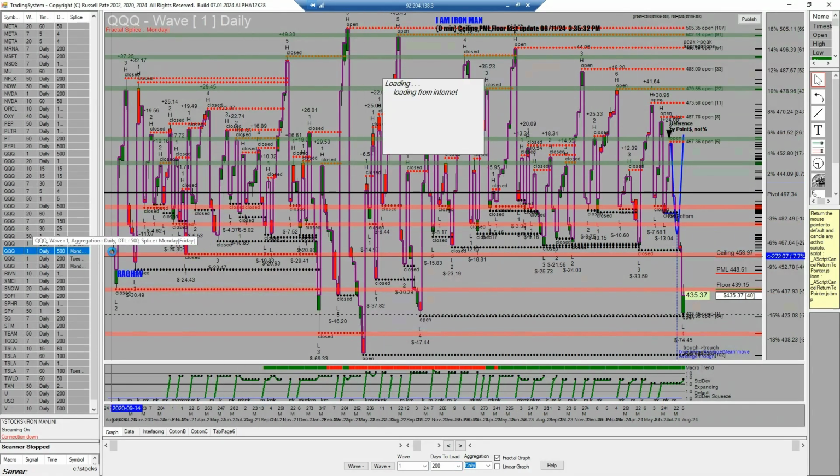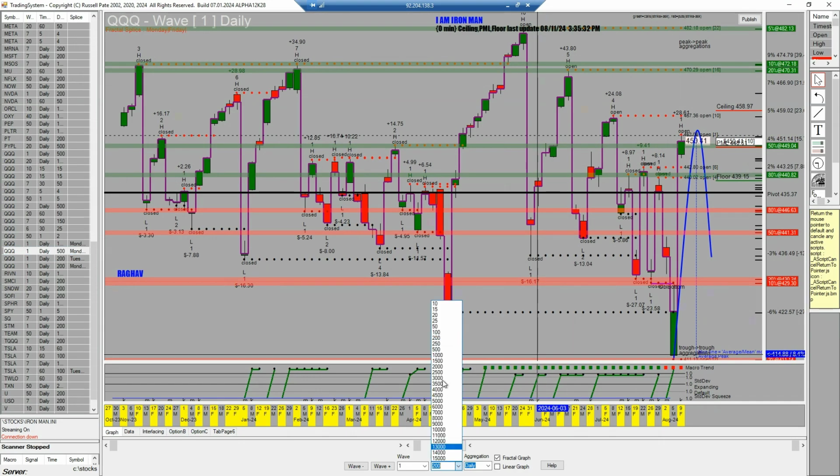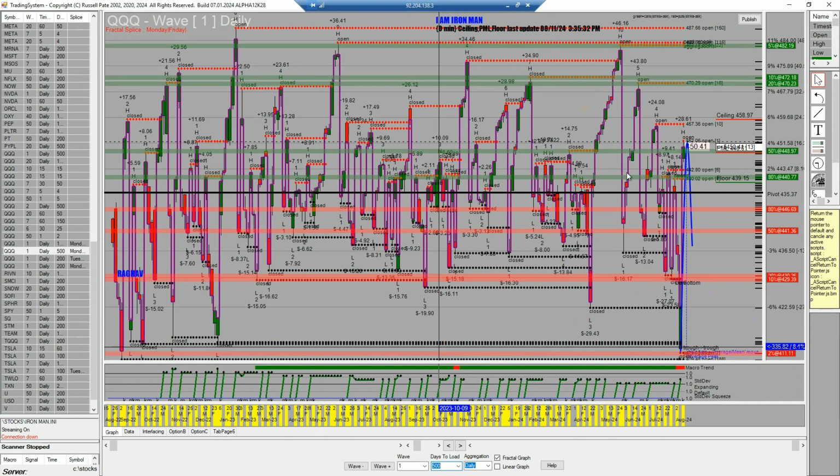Okay, now here I'm going to be using Monday, Friday. Basically this is Friday, right? This is 9th of August 2024. This was the Friday that formed, but here I want to use the 500 days to load.